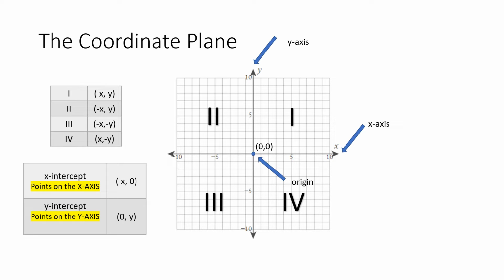And if we do have a point on the x-axis, it's called the x-intercept, and that point is going to be (x, 0). So the y value is going to be 0 in the x-intercept. And then with the y-intercept, it's the points on the y-axis. And so here the point's going to be (0, y), wherever it falls on the y-axis. So your x is going to be 0 for your y-intercept.